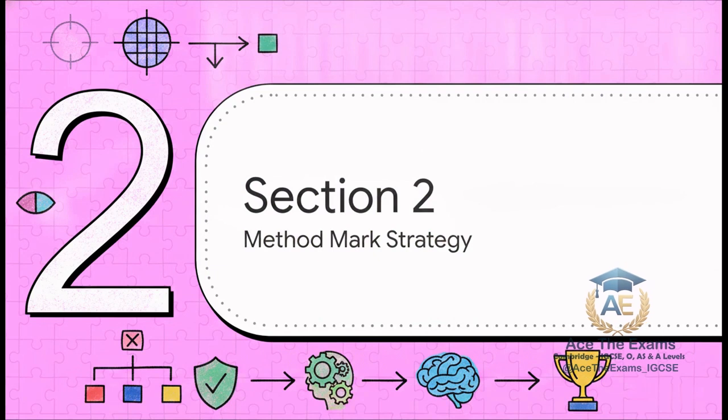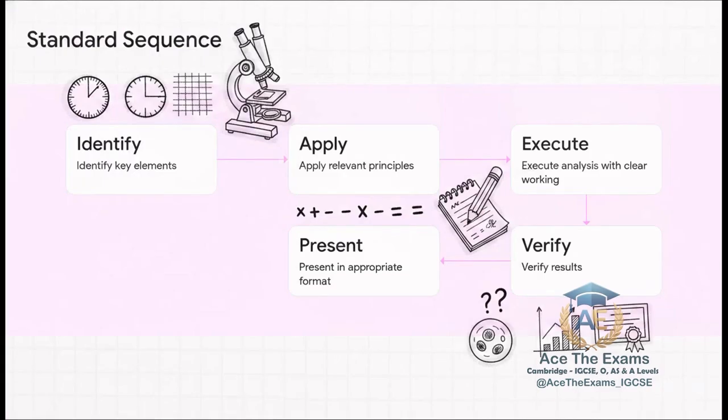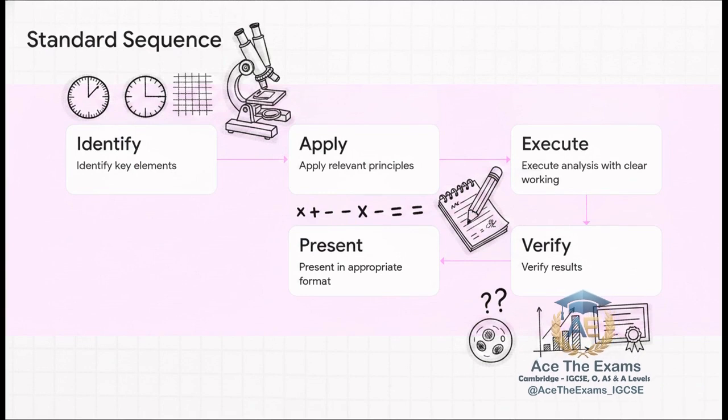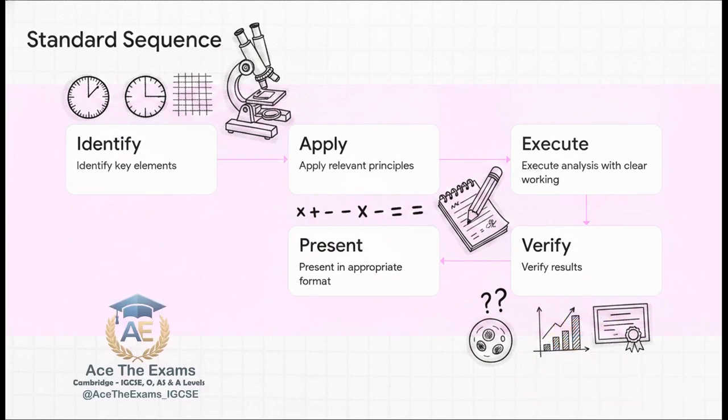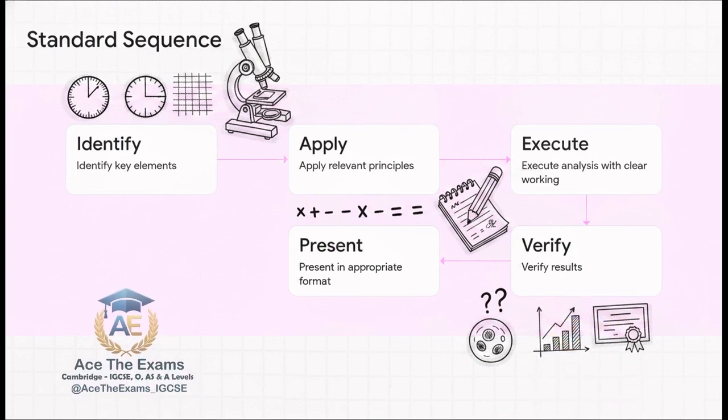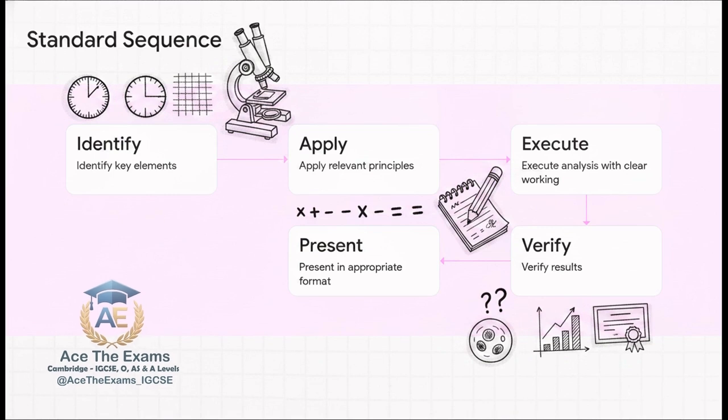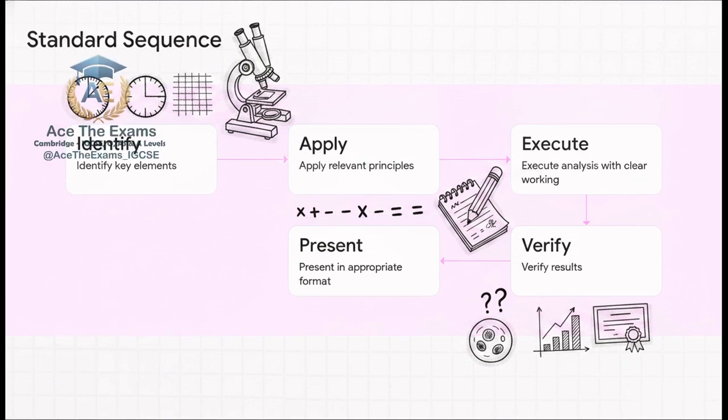Moving right along, let's look at Section 2, the method mark strategy. So how do we build a foolproof procedural framework to secure those guaranteed method marks, even if your final answer somehow goes a little off track? In a minute, I'm going to share the exact examiner clue that completely changes your answer. But first, you have to strictly follow this 5-step standardized sequence.